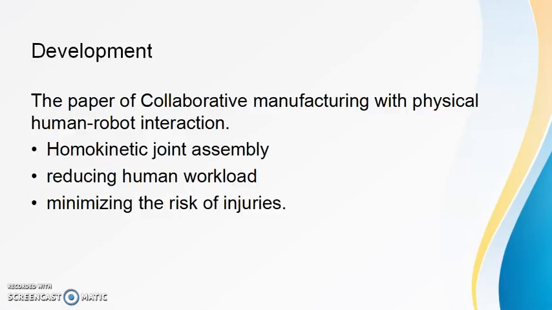According to our report from the paper Collaborative Manufacturing with Physical Human-Robot Interaction, they have introduced the homokinetic joint assembly, which will reduce the human workload and minimize the risk of injury. The homokinetic joint is like a human joint, so it can move in more degrees of freedom.